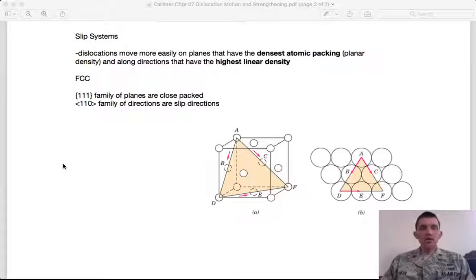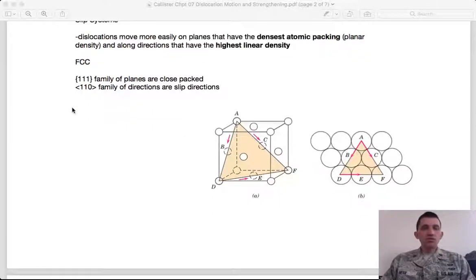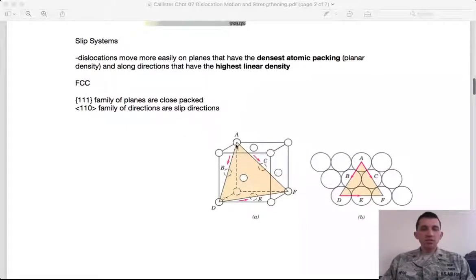And if we think about at least the metal crystal structures that we covered in detail, there are two that are close packed. That would be face-centered cubic and hexagonal close packed. And if we look at FCC in more detail, we see that the close packed plane is the 1, 1, 1 family of planes. So there are several crystallographically equivalent 1, 1, 1 planes, but all of them are close packed, and they all form the plane within an FCC crystal that the dislocations can move most easily on.